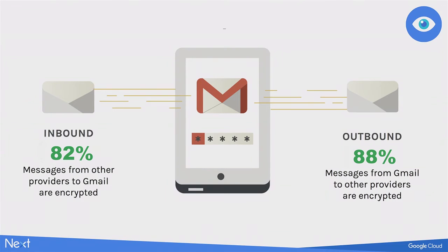The current status at Gmail is, of course, all messages between Gmail users are encrypted as always. But 82% of inbound emails from external senders are encrypted, and 88% of outbound email leaving the Gmail service are encrypted.